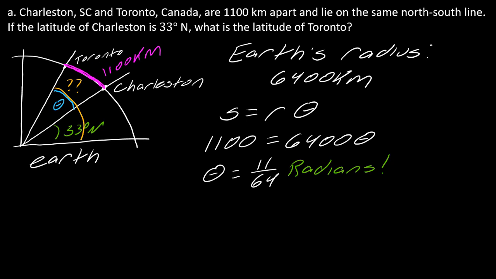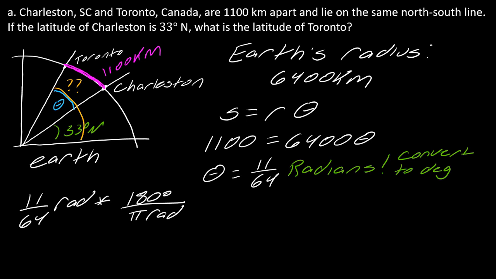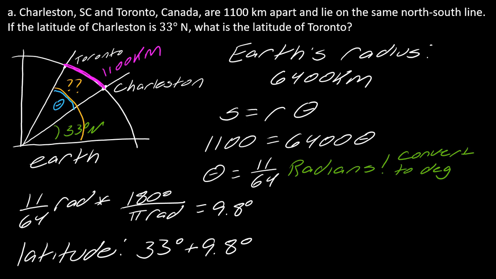So let's figure out what this is in terms of degrees. We'll convert this to degrees. I take my 11 over 64 radians times 180 degrees over pi radians. Bada bing, bada boom, I get 9.8 degrees. And then to get my latitude, I can take the 33 and the 9.8, and that will give me 42.8, and that is going to be the latitude of Toronto, about that.